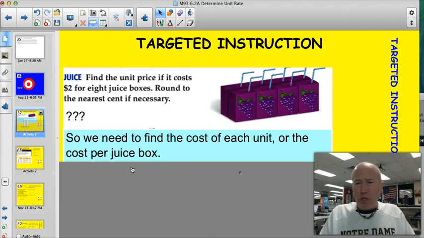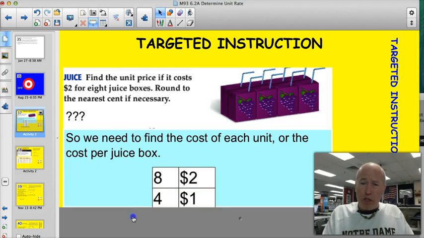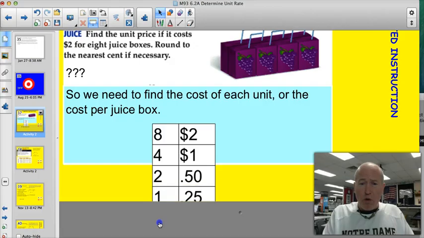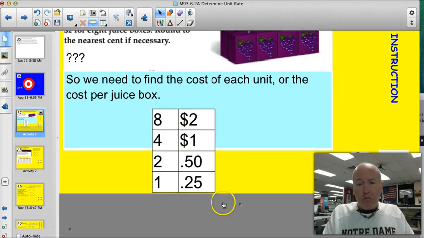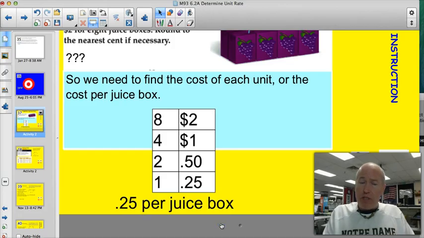So I wasn't really sure how to do this, but I thought if I made a little table here, I could figure it out. So I figured that 8 juice boxes cost $2. That would mean 4 would cost $1, 2 would cost 50 cents, and 1 would cost 25 cents. Then I checked. Does my answer make sense? 25 cents per juice box? Yeah. 4 for $1, 8 for $2. Yeah, that makes sense. But there's got to be an easier way. And tonight I'm going to show you a process which you can use to efficiently determine the unit rate.